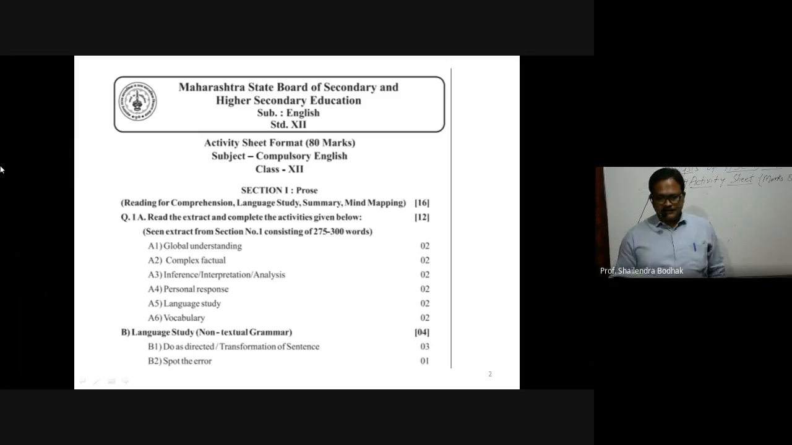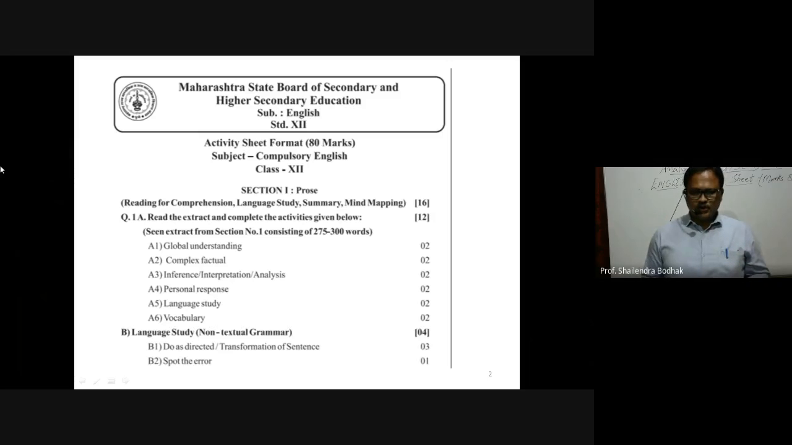Then activity 3, that is inference, interpretation, analysis. Now this question also carries 2 marks. Now inference means what? Deduce. Deduce is to arrive at by reasoning or draw a logical conclusion. So deduce and infer meaning is same. That is guessing. You can guess also.